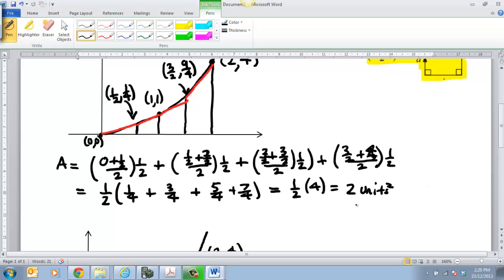So that's the trapezium method, and we'll just stop there, and I'll show you how to use the rectangle method as well.